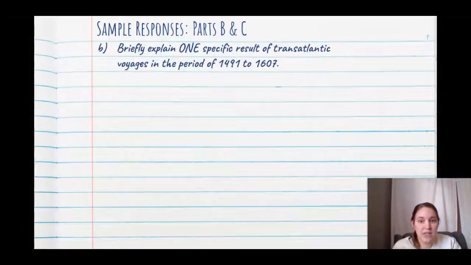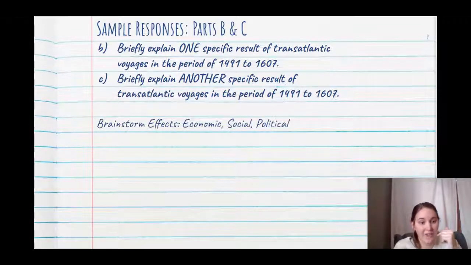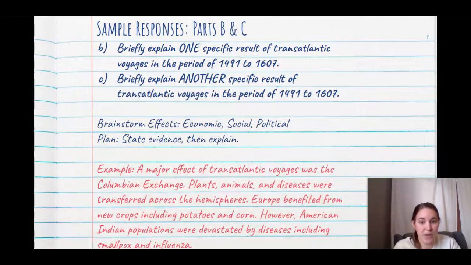Parts B and C are focused on the effects or the results of these voyages. So, again, I have another video detailing these effects, but really, whenever you think of effects, a lot of times an easy way to categorize them is economic, social, or political. So, you'd want to pick one of those and address it by stating your evidence and explaining it. Very simple. So, here's a sample response.